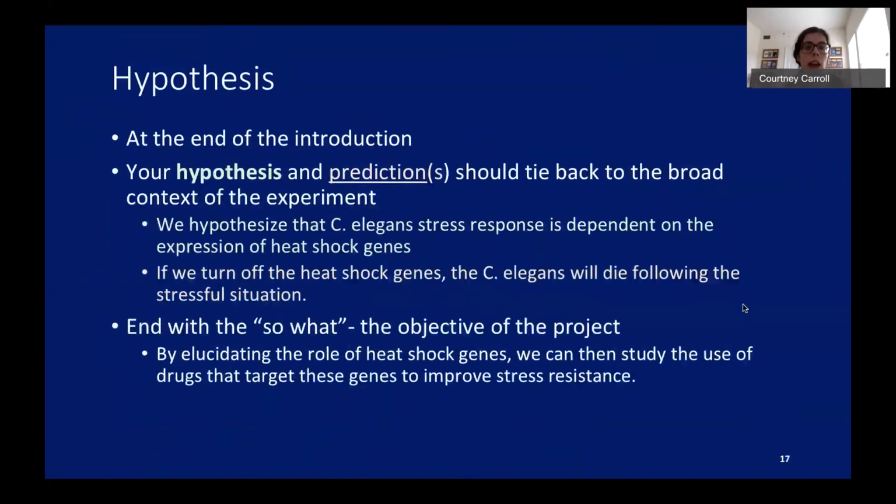Okay. At the end of the introduction, you're going to include things like your hypothesis. So remember, there's a difference between a hypothesis and a prediction, and you're going to tie it back to the broad context of your experiment.